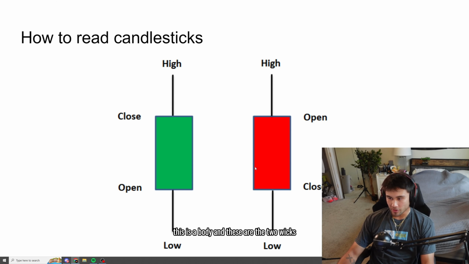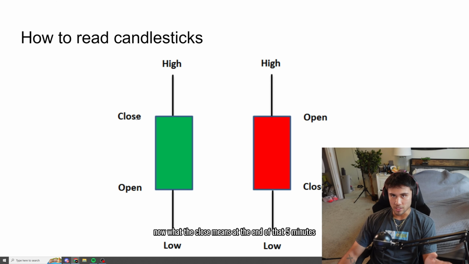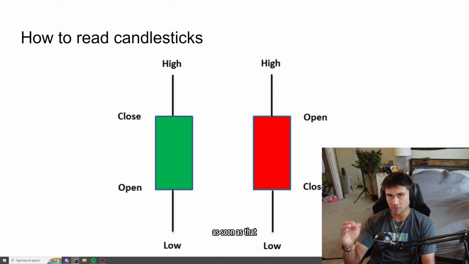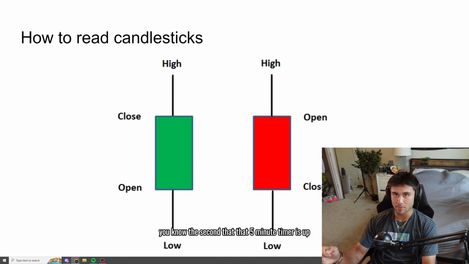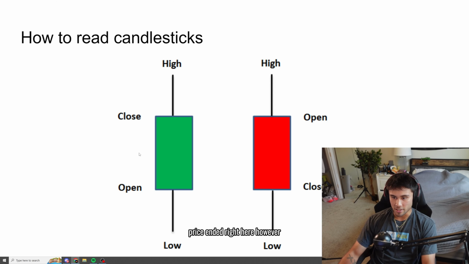Same with the red candle. This is a body, and these are the 2 wicks. Let's just pretend that this is a 5 minute candle. Price managed to come all the way up to here, but also went as low as right here. What the close means is that at the end of that 5 minutes, the second that 5 minute timer is up, price ended right here. However, in the span of 5 minutes, price was able to get as high as the top of the wick, and as low as the bottom of the wick down here. The reason that it's a bullish candle is because we closed higher than we opened.